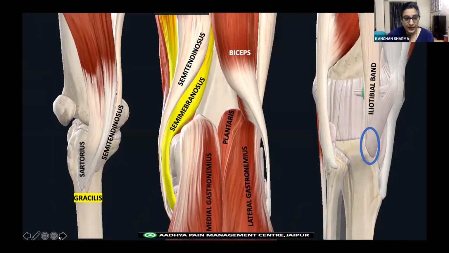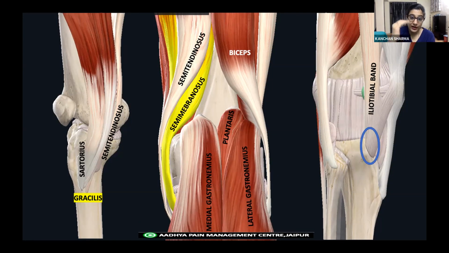Coming to the medial side, you have 3 muscles: sartorius, gracilis and semimembranosus. How can you remember? You have 1 muscle from the anterior compartment, the sartorius. Then you have 1 muscle from the medial compartment, that is your gracilis, and 1 muscle from your posterior compartment, that is semimembranosus, which is a part of the hamstring muscle.